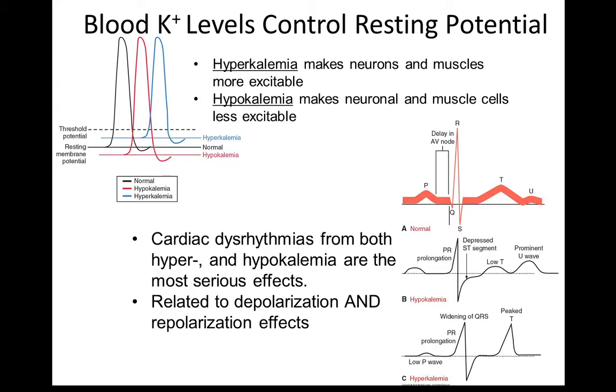One of the most important things to remember about blood potassium levels is the effect of potassium on resting potentials of cells. Hyperkalemia generally makes neurons and muscles more excitable, while hypokalemia makes them less excitable. Cardiac dysrhythmias can happen from both hyper and hypokalemia. And they happen to be the most serious effects we can have. That's related to potassium's effects on repolarization.